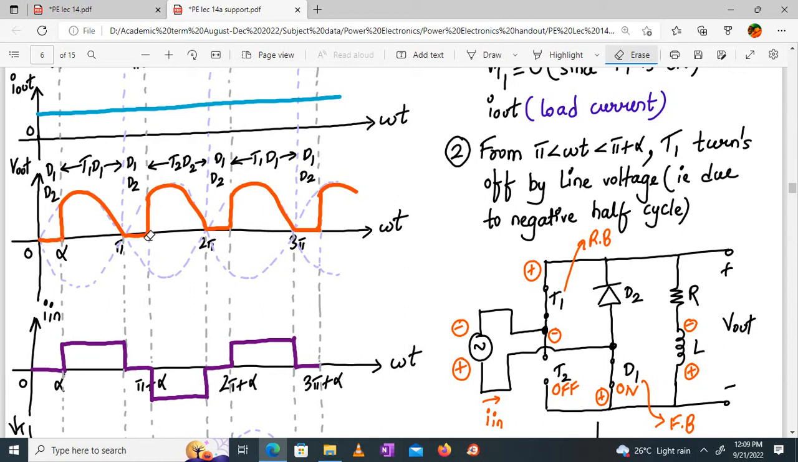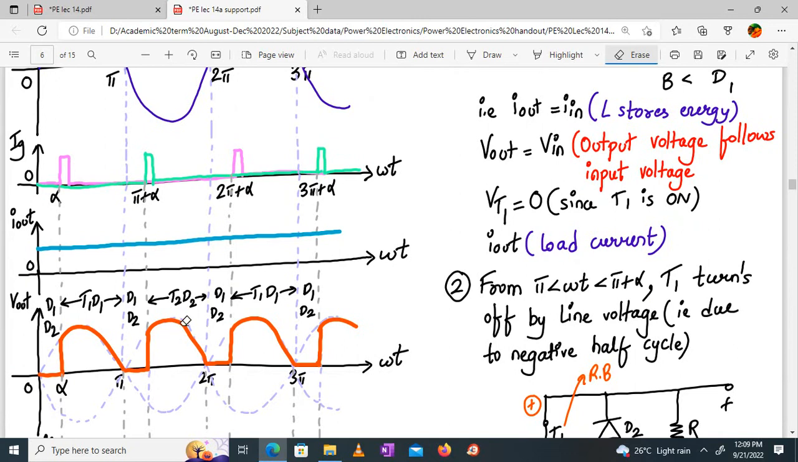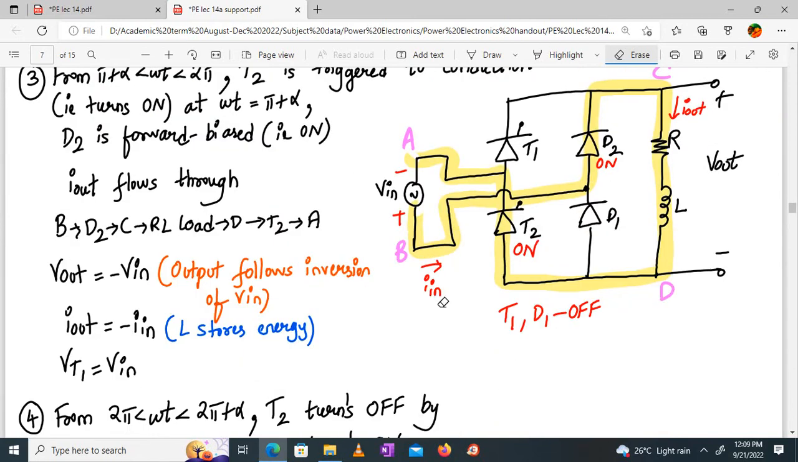After that pi plus alpha comes. You get another trigger pulse. So now T2 will turn on. बाकी सब ऑफ हो जाएगा. And again, same story will follow. Here it is. The current will flow from below: B, T2, C, RL load, D, D2 and A. So polarity of the I out current and I in current will reverse.